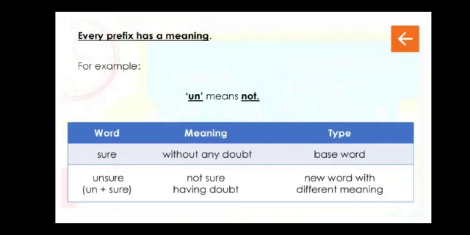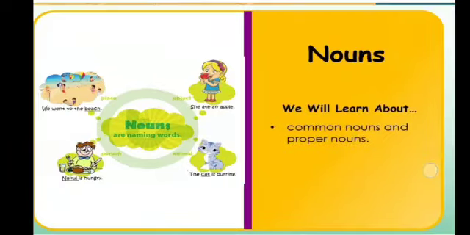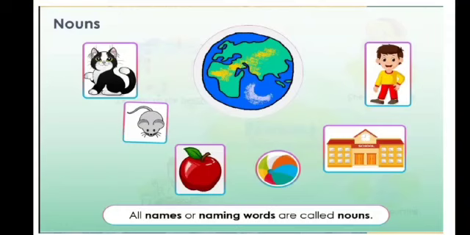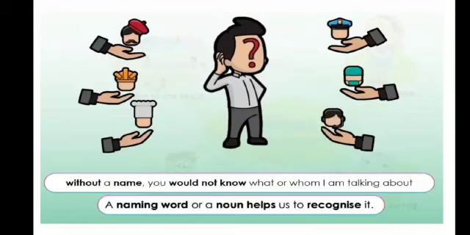Now we will learn about the nouns. Everything in the world has a name. All names or naming words are called nouns. Names of a person, animal, place or thing is called a noun. Without a name, you would not know what or whom I am talking about. A naming word or a noun helps us to recognize it.